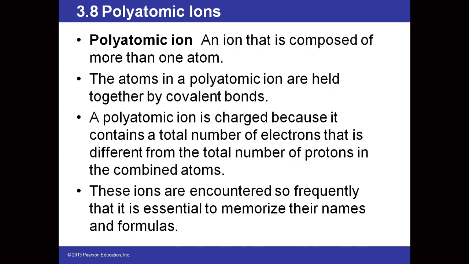Now, polyatomic ions are, simply put, ions that consist of more than one atom. The atoms in a polyatomic ion are held together by covalent bonds. A polyatomic ion is charged because it contains a total number of electrons that is different from the sum total number of protons in the combined atoms. This gives it a net charge. These ions are encountered so frequently that it almost becomes essential to memorize their names and formulas. However, for the intended purposes here, it's just set up for you to familiarize yourself, and it shouldn't necessarily be memorized at this point.